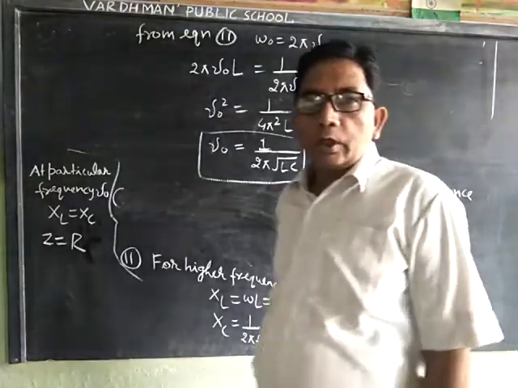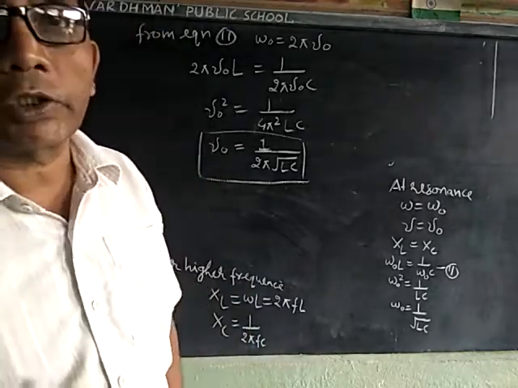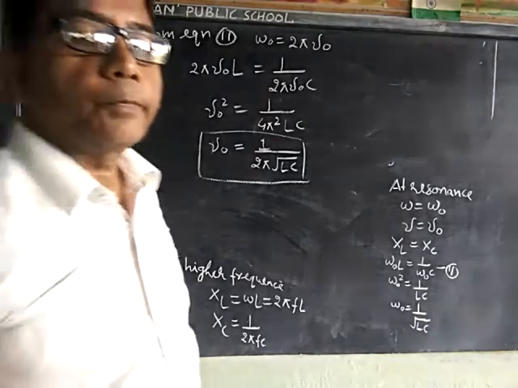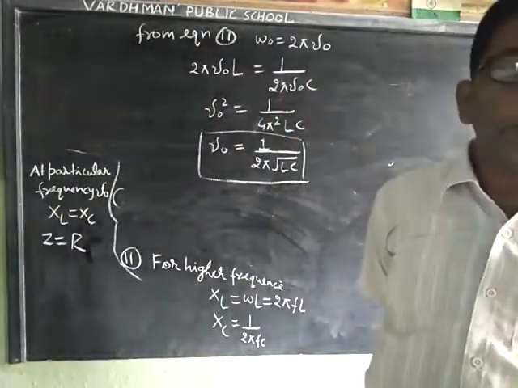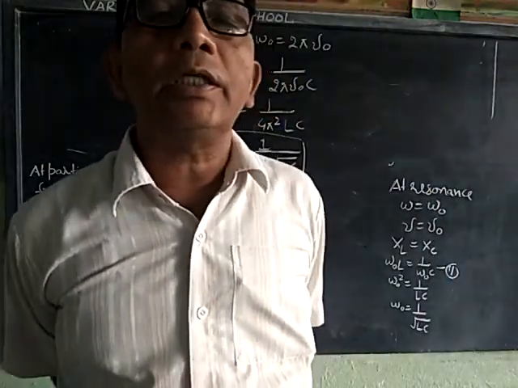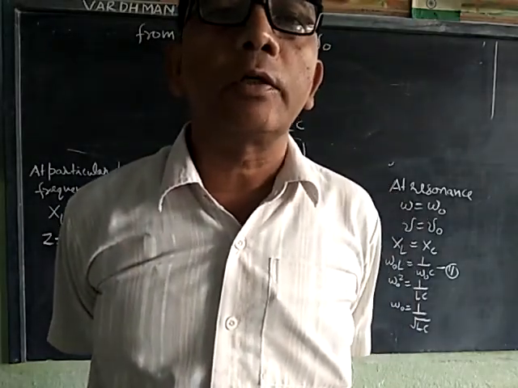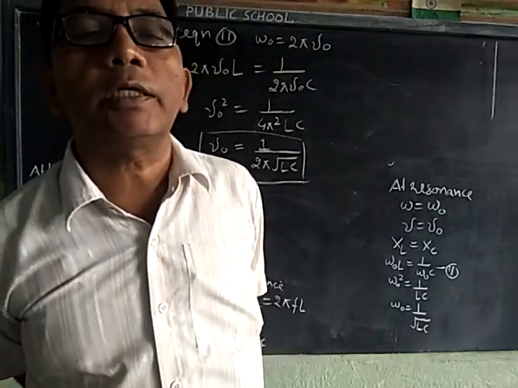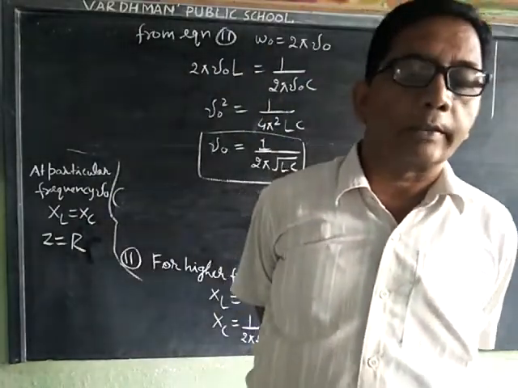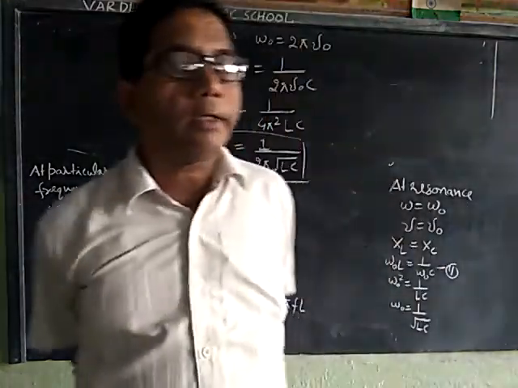The series resonant circuit is also known as acceptor circuit. When a number of frequencies are fed to it, it accepts only one frequency and rejects other frequencies. The current is maximum for this frequency.